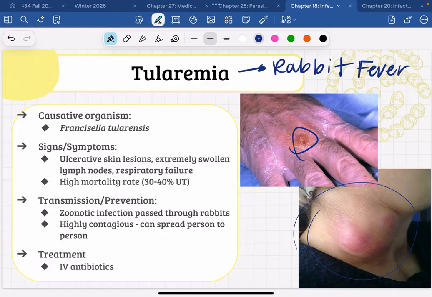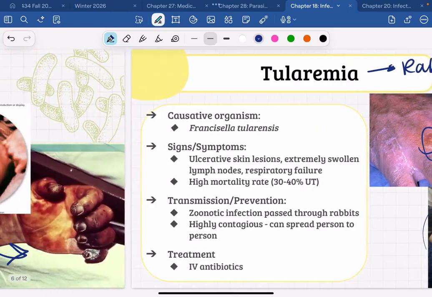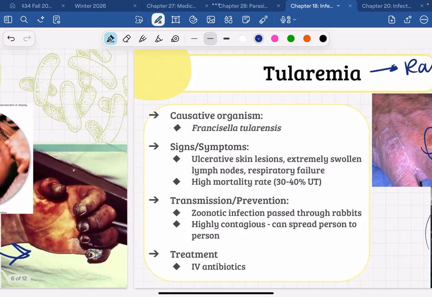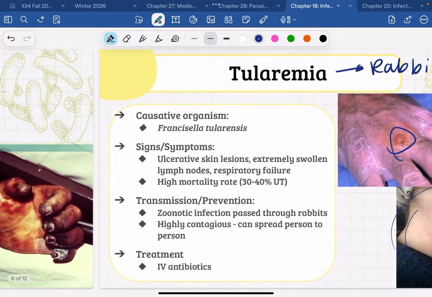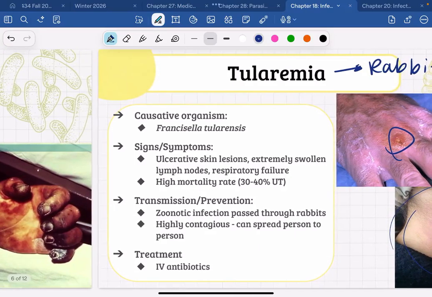And tularemia, once it spreads to the lymph nodes, it very quickly can spread to the rest of the body and cause multi-organ failure, particularly respiratory failure, which means that you can't breathe. Your lungs don't work. It has a very high mortality rate, even if treated. It has a 30 to 40% mortality rate.